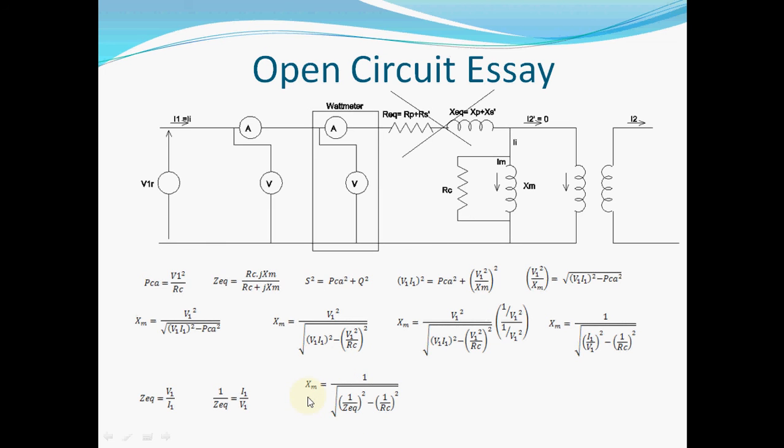And all is simplified. We put the rated voltage, measure the power, measure the current, measure the voltage, and divide the voltage by current, obtain equivalent impedance, put here, and we can get the resistor RC as the square of voltage divided by PCA, put here. So we can get Xm.